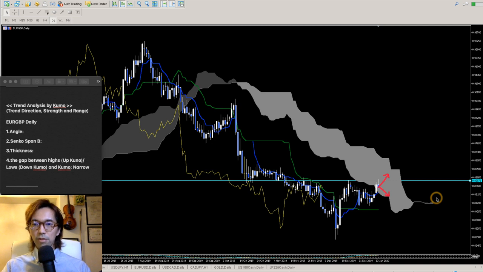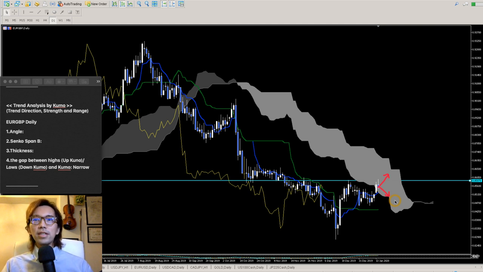Yep, you're right. It was down before, and now it's becoming flat. It changed the momentum, right? So the downtrend is basically ended, and the market is right now in the range. Yep, Kumo is flat. Exactly. So the Kumo is flat right now.